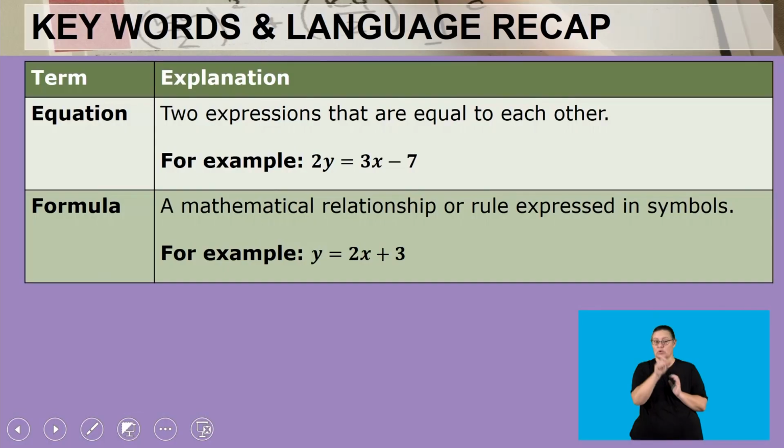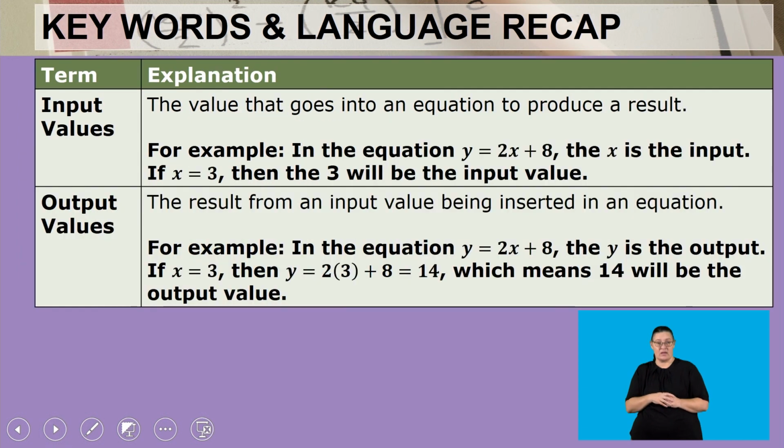Then looking at the keywords that we did look at during this lesson, we looked at equation, a formula, the input values, and the output values.